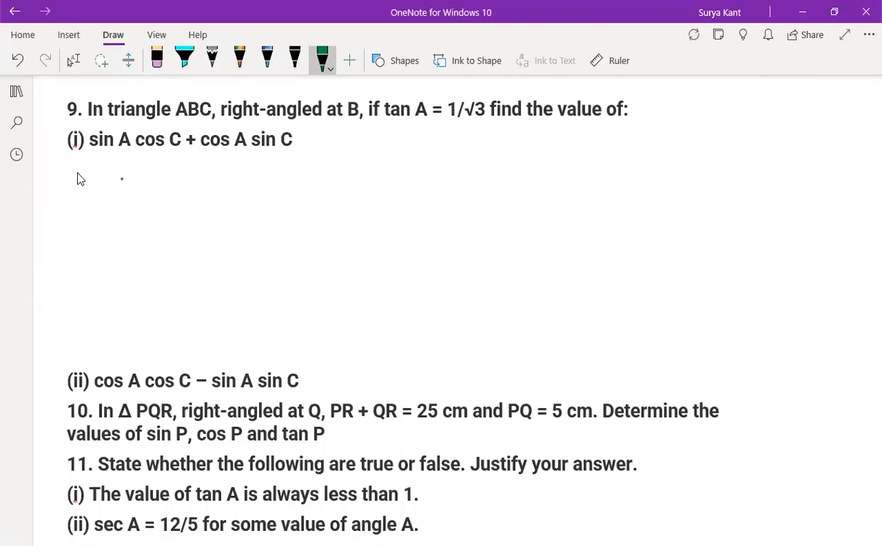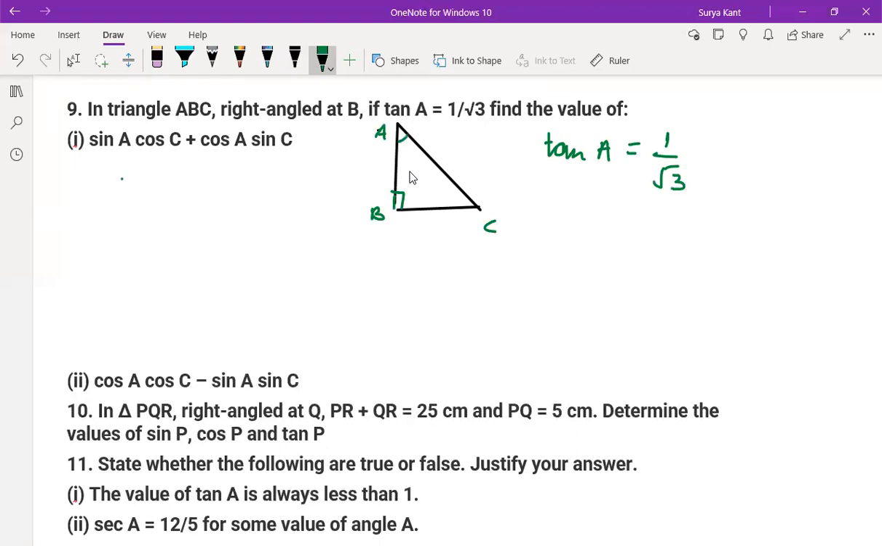Sine A cos C. So here a right angle triangle is there, at B. So a right angle triangle is made here, that is at B. A, B, C, right? A, B, C. So right angle at B. Tan A is 1 by root 3.